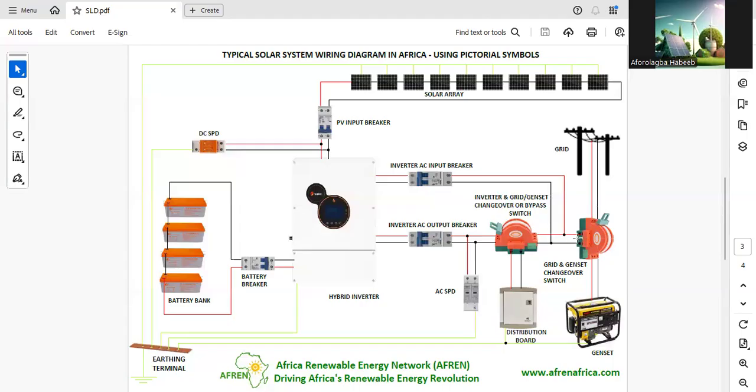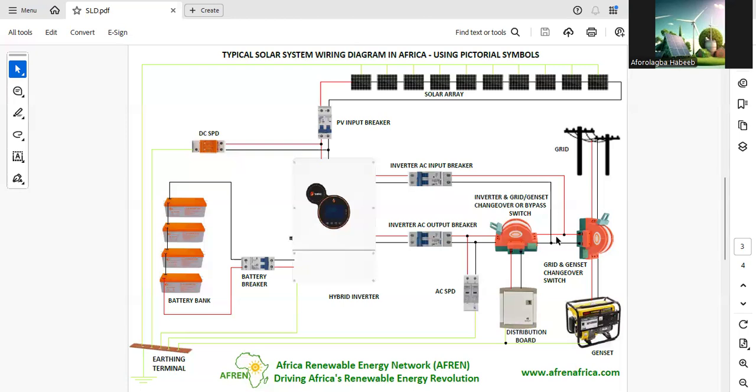Then from the output of the changeover, we have another changeover here. One of its outputs goes to the inverter AC input to charge the battery, so that you can use the grid or genset to charge the battery. So we have the inverter AC input. This inverter AC input is to charge the battery with the inverter. It has its own AC input breaker, in case you want to switch it off because you don't want the grid to charge the inverter. You can switch it off. That is one of the reasons why we have this here.